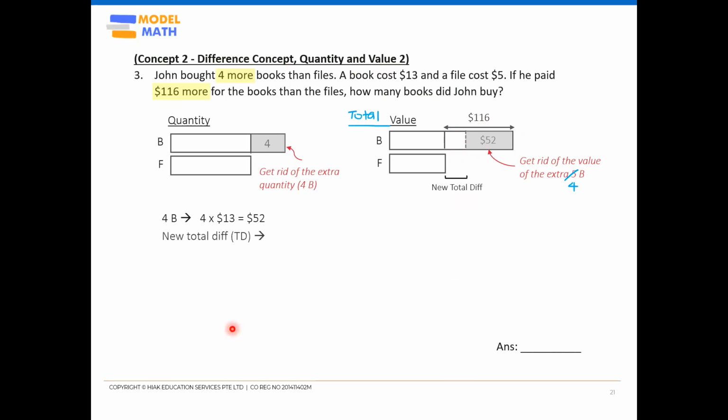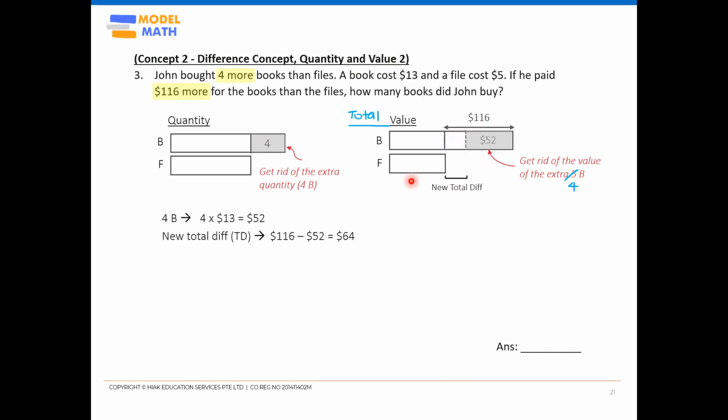And of course, we are able to calculate that out. So new total difference, we call it TD for short. 116, of course, you minus away the 52. Okay, so your new total difference is now only $64. That small part here.